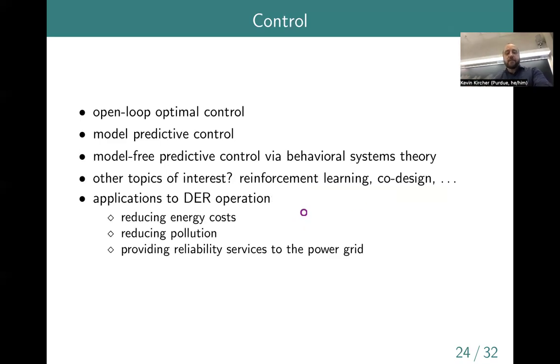We'll apply various tools here, probably not the full list, but we'll apply some of them to various DER problems, like reducing the cost that people pay on their utility bills, reducing pollution, or providing services to the power grid, things like stabilizing voltages or the frequency of an alternating current grid.